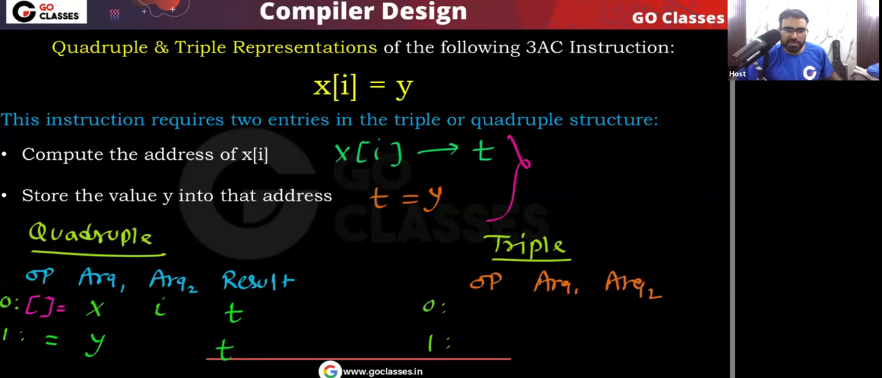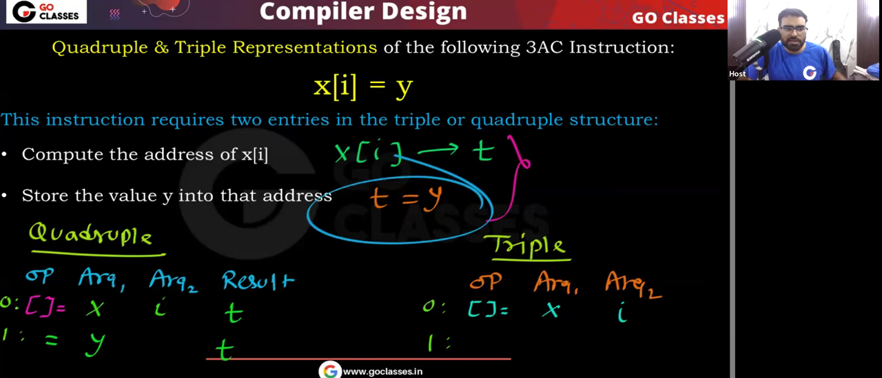In the triple representation, tell me what will be the operator? Operator you already know, that is bracket then assignment, because you can see this bracket is on the left side of the assignment. Tell me for the first entry, what are the arguments? Arguments are x comma I. Very simple. And remember, there is no result field in the triple representation. Also, we do not store temporary variables. If you need to refer to the result of any operation, then do not use the temporary variable, use the position in the triple representation, that we already know.